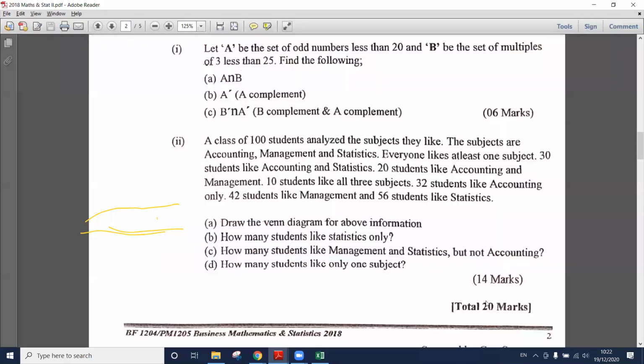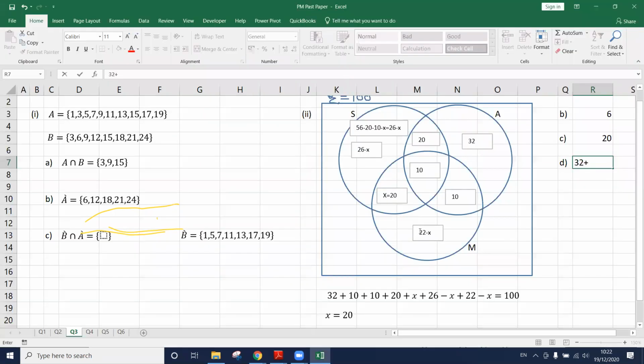Part d. How many students like only one subject? Only one means which parts? 32 plus... 22 minus 20 is 2. Here 26 minus 20 is 6. Four. So 40 should be the answer for part D. Students who like only one subject are in this region: those who like only management here, and those who like only statistics here. The total of these three is 40.